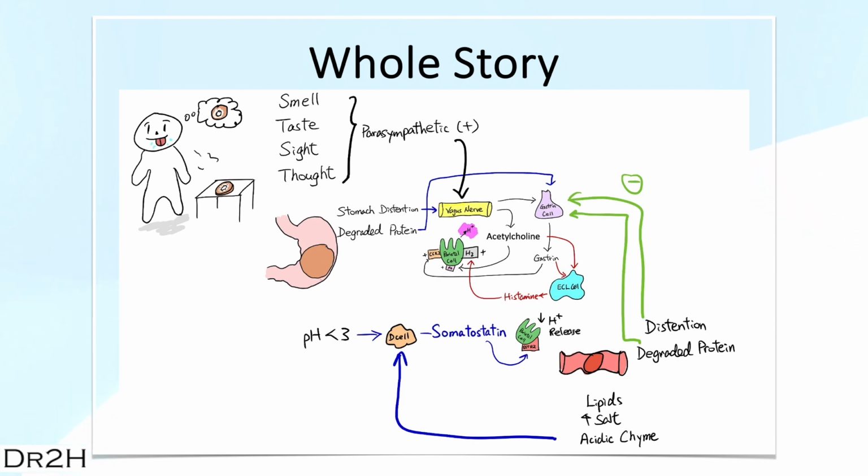All of these three phases work together to ensure the food is effectively digested and its nutrients are absorbed to nourish the body. That is all for this quick review of gastric acid secretion and inhibition.